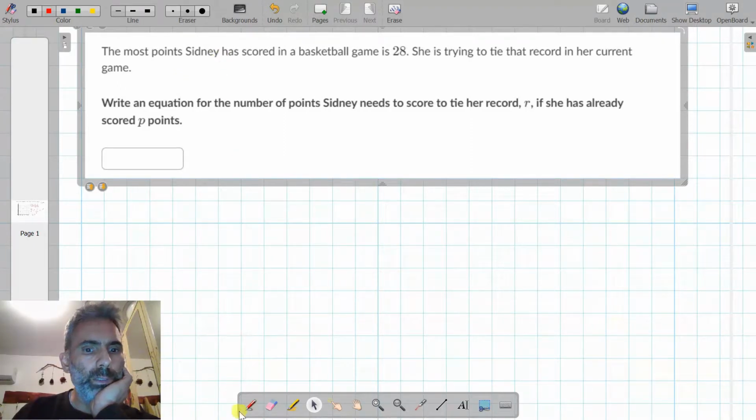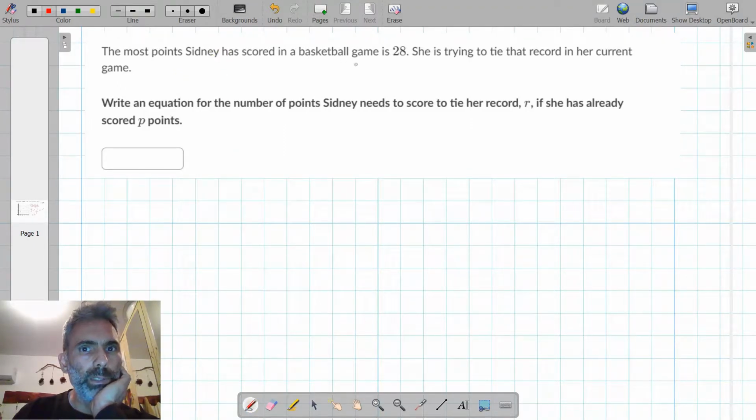The most points Sydney has scored in a basketball game is 28. She's trying to tie that record in her current game. Write an equation for the number of points Sydney needs to score to tie her record, if she has already scored P points.